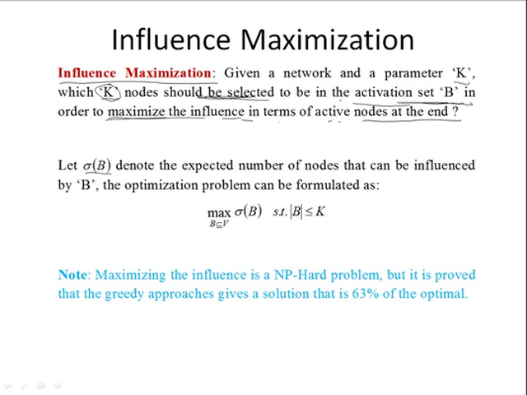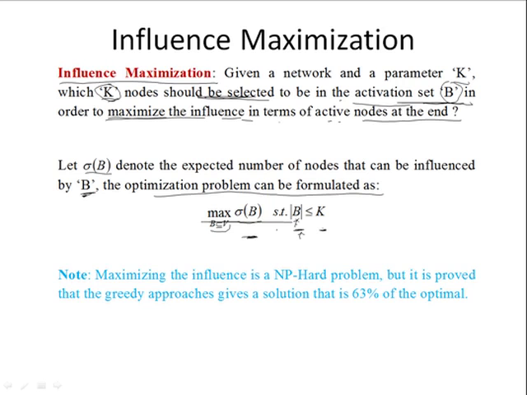Let sigma B denote the expected number of nodes that can be influenced by B. The optimization problem can be formulated as: maximize sigma B, where B is a subset of the nodes, such that the size of B, the number of nodes in the activation set B, is at most k, where k is the number of nodes that should be selected. Here, the number of nodes selected should always be less than or equal to k, and we want to maximize the expected number of nodes that can be influenced by the nodes in the activation set B.